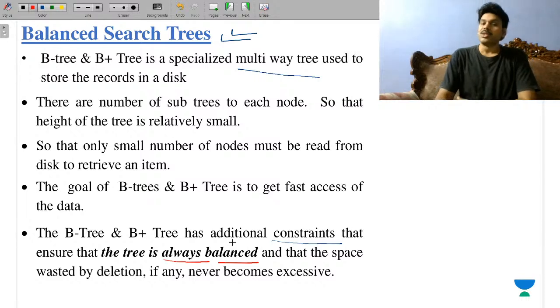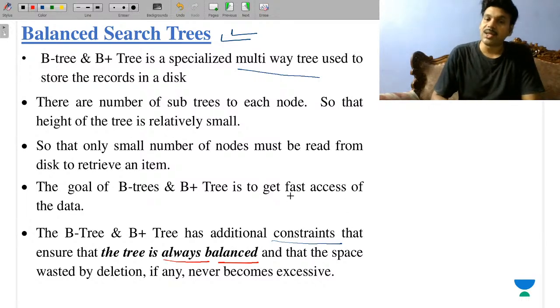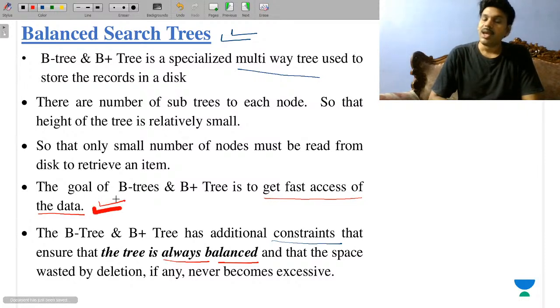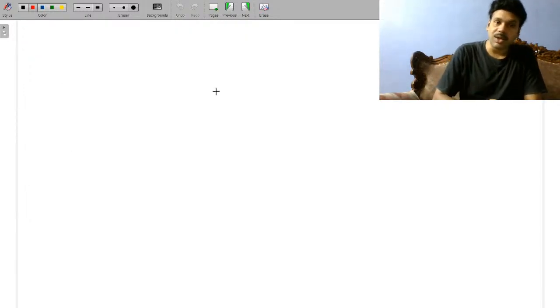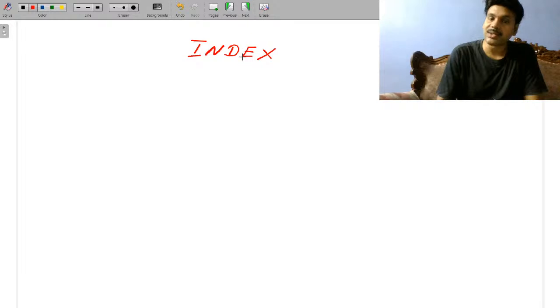Okay, friends. So why are we learning about a B plus tree? Because of this point: it gets fast access to your data. And B plus trees are mainly meant for large database systems only. So why are we learning these balanced search trees? Because of this important point: there is a necessity called index.